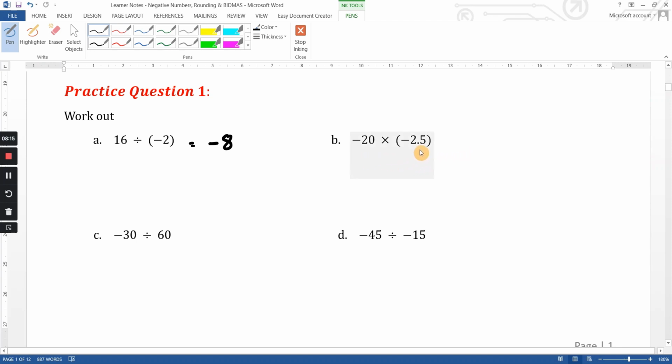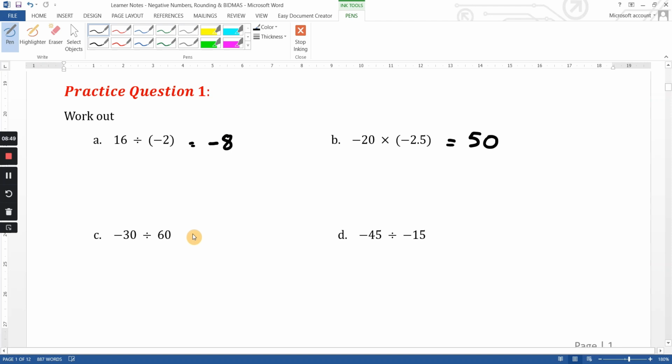Next one. Minus 20 times minus 2.5, so minus with a minus is definitely going to give me a plus. Let's do it in stages. This is without the calculator, by the way, so let's times it by 2 first. I'm going to get 40. And what's half of 20? Half of 20 is 10, so if you add those two together, you'll get 40 plus 10, which is 50. It's going to be a positive answer for that one.